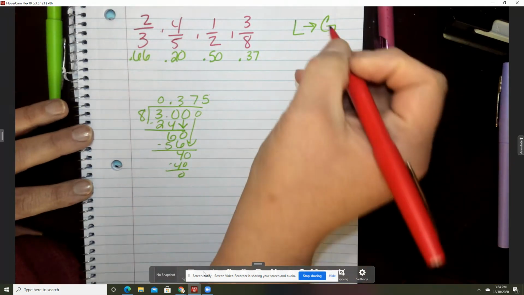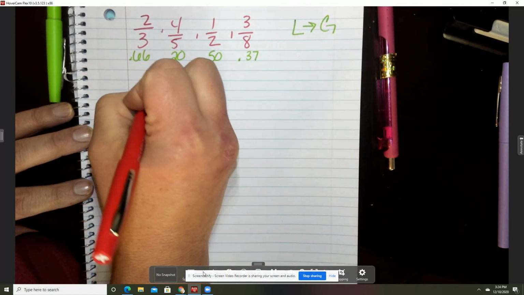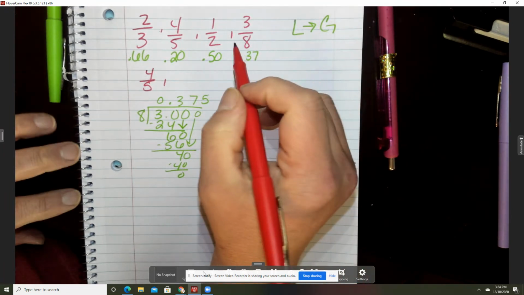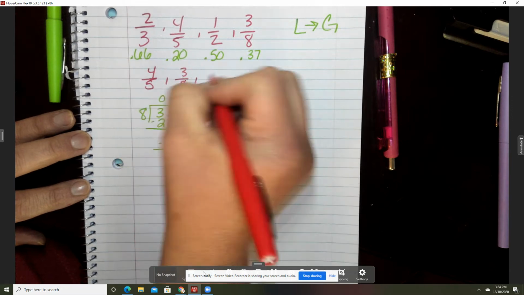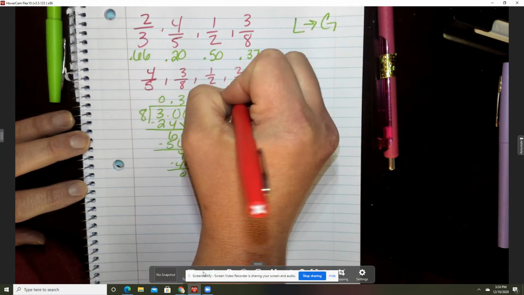All right, so least to greatest, our smallest one is going to be 4/5. And then next we have 3/8. Then we have 1/2. And then we have 2/3.